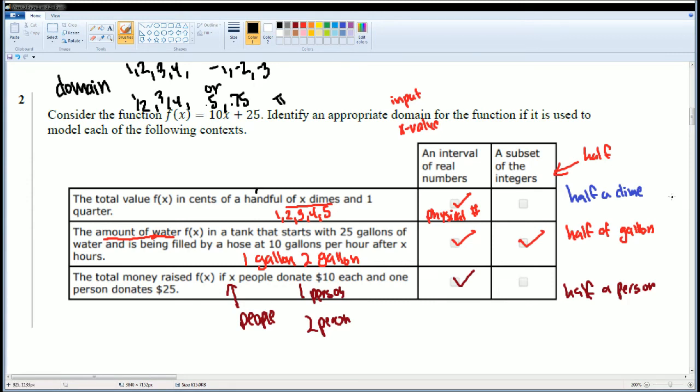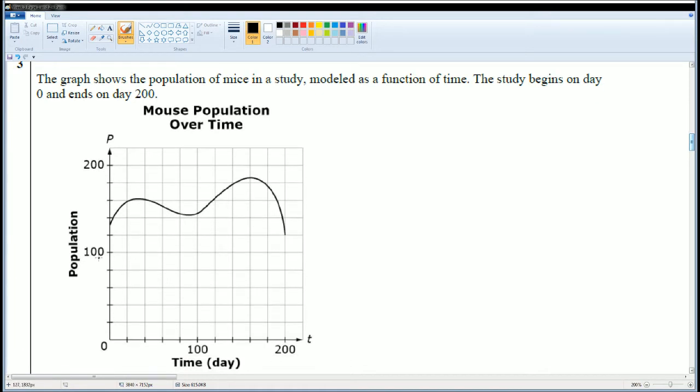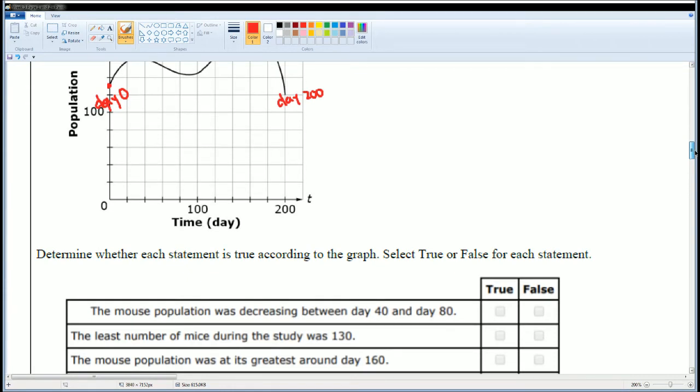Let's look here at number 3. All right. The graph shows the population of the mice in the study model as a function of time. The study begins on day 0 and ends on day 20. Okay. So here, I just want to label this information. So this is day 0. And this is going to be day 20. Okay. So what's the exact question? Determine whether each statement is true according to the graph. Okay. The mouse population was decreasing between day 40 and day 80.